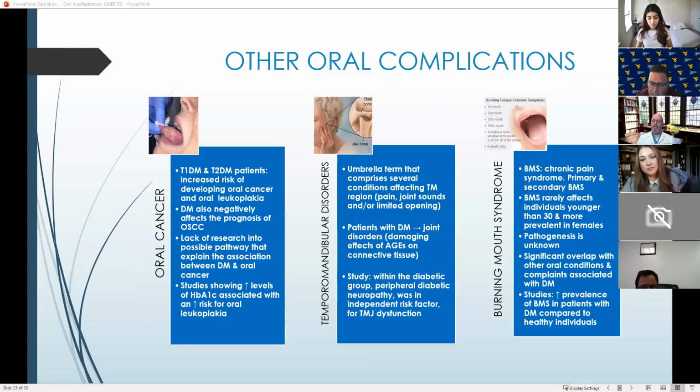BMS rarely affects individuals younger than 30, and is more prevalent, definitely, in females. Apparently, there's a significant overlap with other oral conditions and complaints that are associated with diabetes as well. This overlap, together with a lack of uniform definition of BMS, complicates epidemiologic research into the association with diabetes. Some studies have reported increased prevalence of BMS in patients with diabetes compared to healthy subjects, while others have not found any difference in prevalence of BMS. Next.